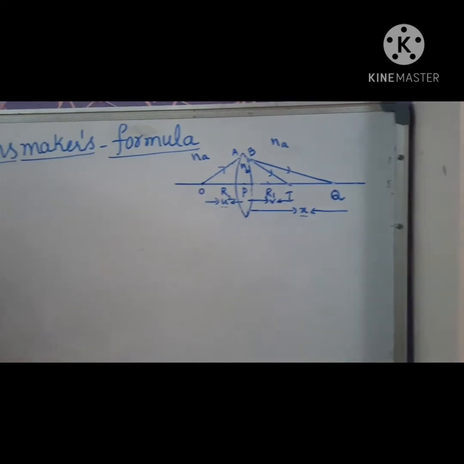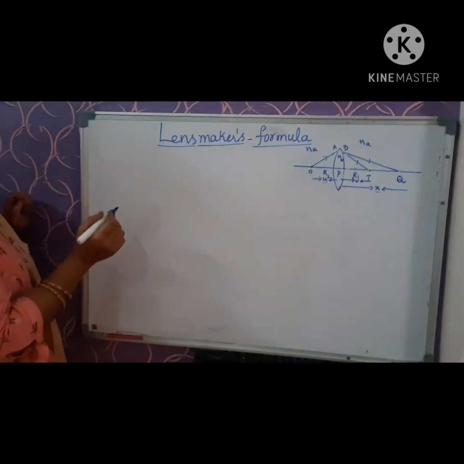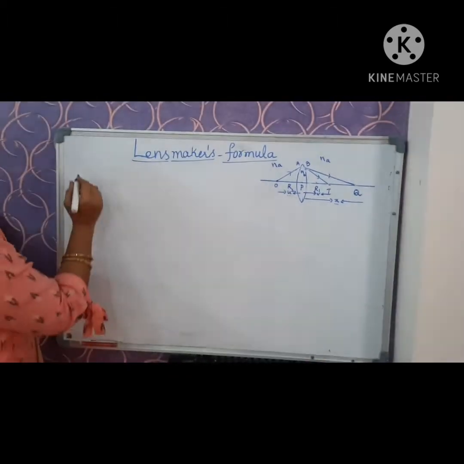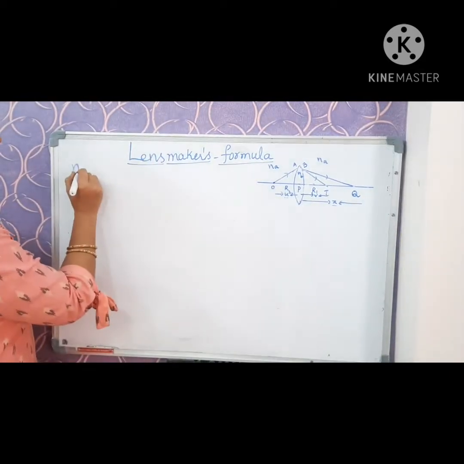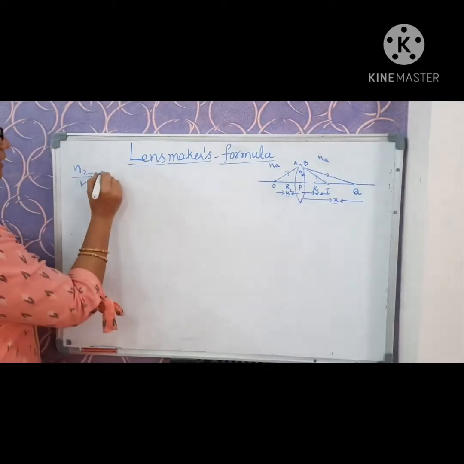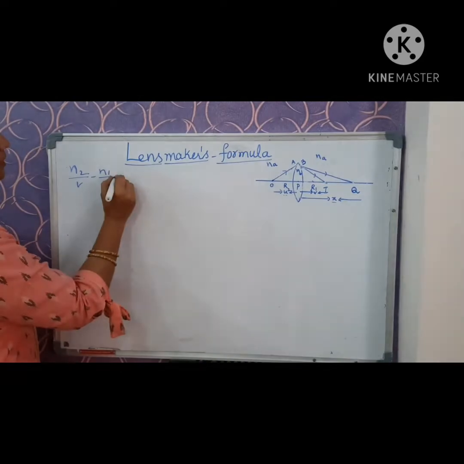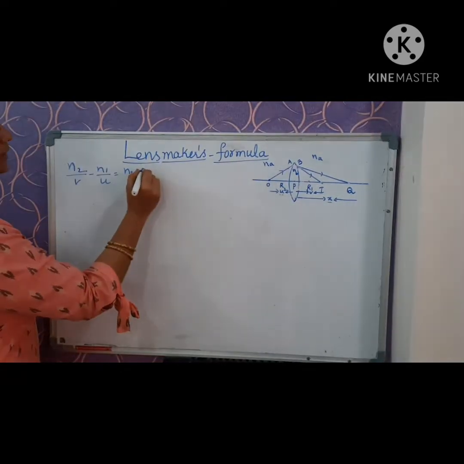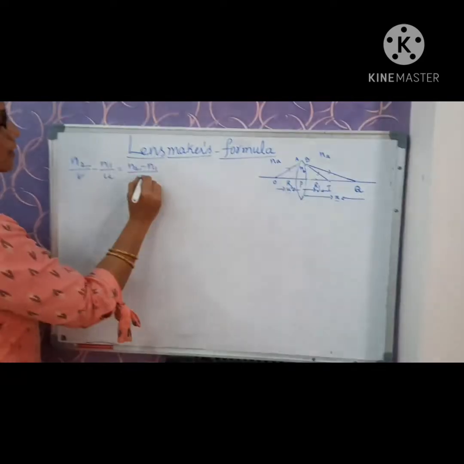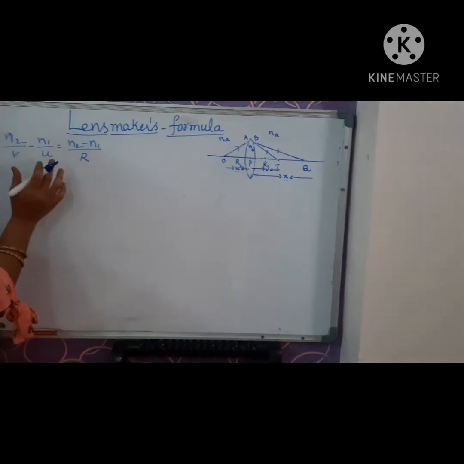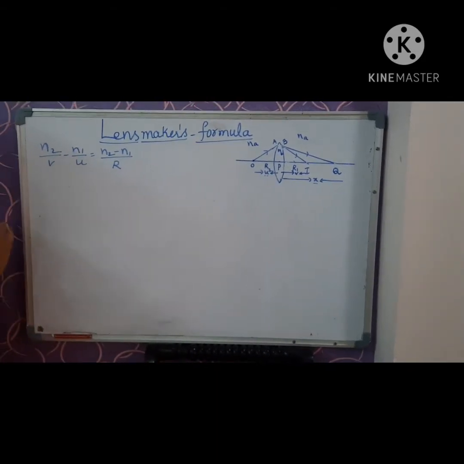So let me try it. In the previous video we already learned about one formula, that is N2 by V minus N1 by U is equal to N2 minus N1 by R. So let us substitute all the values in the given equation.